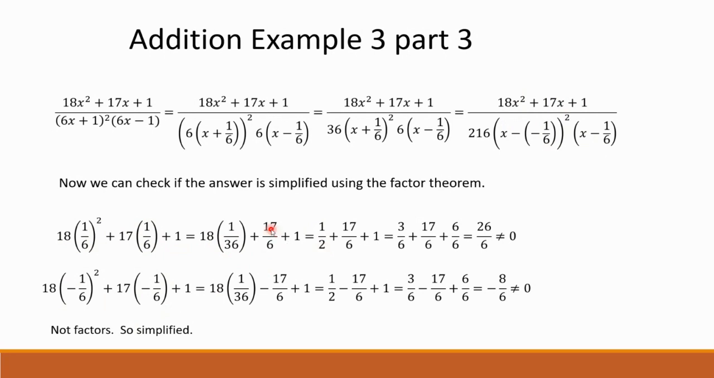18 times 2 is 36. We have 17 over 6 plus 1. Again, I got a common denominator. I mean, you could do this in your calculator because the main point is you want to know, is this equal to 0 or not? And it turns out the answer is no. That tells you right away that this here, x minus 1 over 6, is not a factor, excuse me, that's what I meant to say, of the numerator.